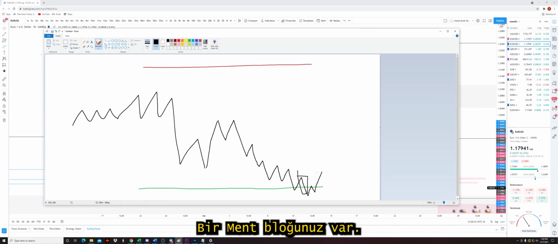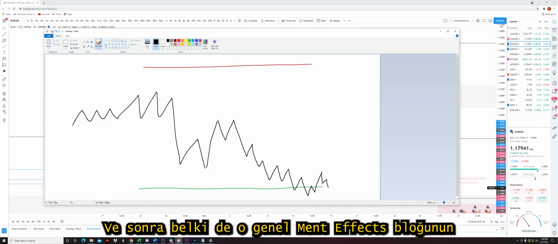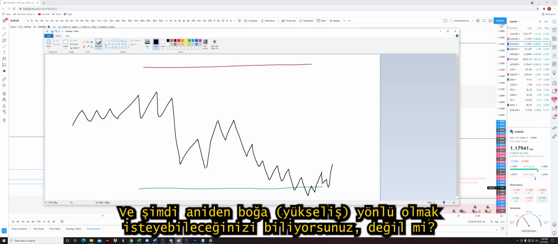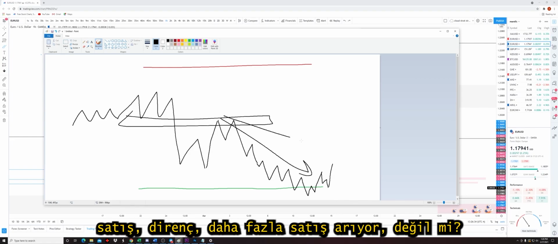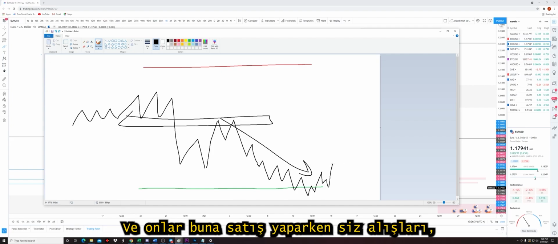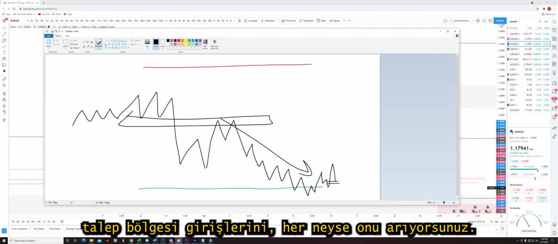You have a MentFX block, and then you have maybe a mitigation of that overall MentFX block, an overall shift, and now all of a sudden, you know that you might want to be bullish, right? As again, most people are looking for sells, resistance, more sells, right? And as they're all selling into that, you're looking for the buys on the demand zone entries, whatever it may be.